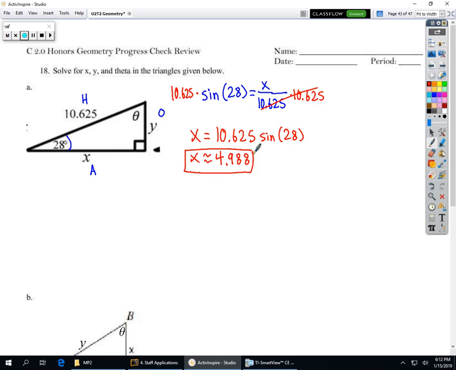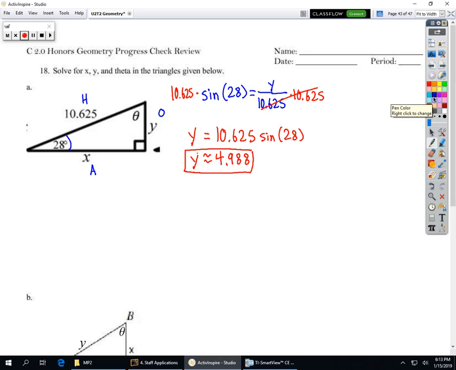Now I need to find y. So to get to y, that's the opposite and hypotenuse. Oh wait, I made a mistake here. That should not be sine. Sine is the opposite, right? That means this has got to be y. So y equals, looks like I found y first. So yeah, sine is opposite. It looks like I was trying to solve for x, but since it's O, sine there. That's y, my mistake. Now we're going to solve for x.